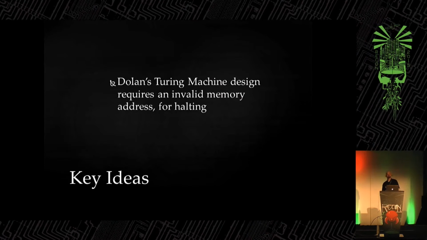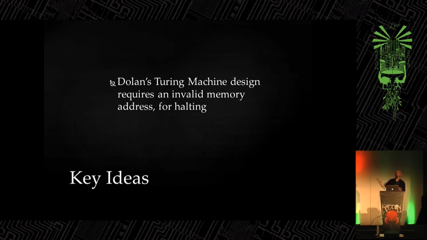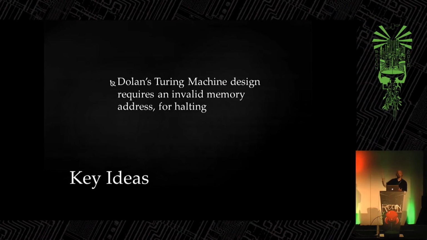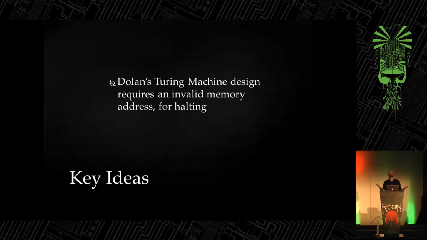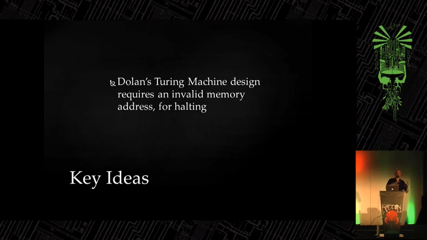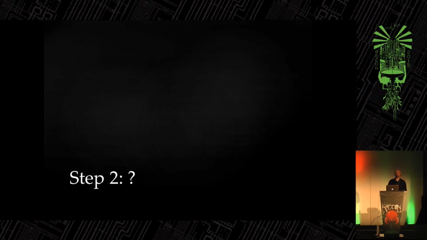Another key idea from his paper, his Turing machine required an invalid memory address for halting. If you imagine we've just got these moves executing in a loop forever, we need some way to stop the program. So Dolan said, assume my Turing machine has some invalid address, and when I try to access that address, the program stops. So that was another useful idea that we can adapt.